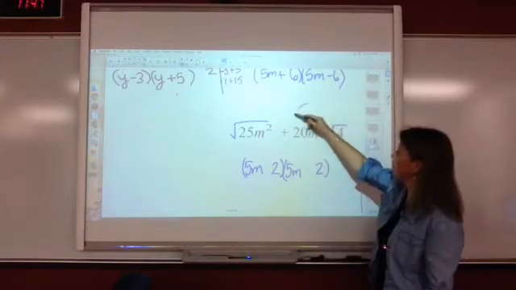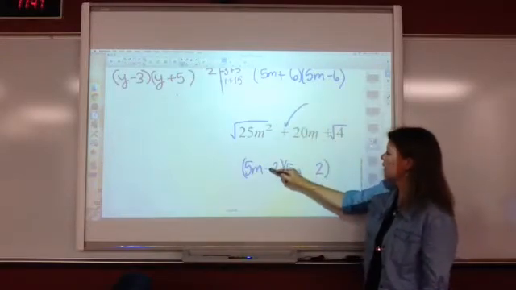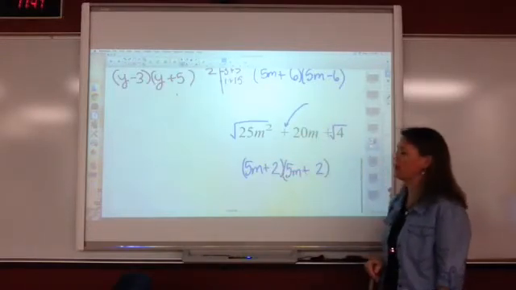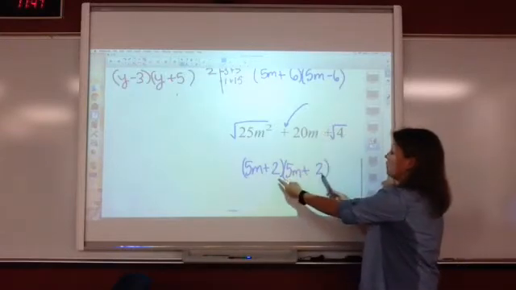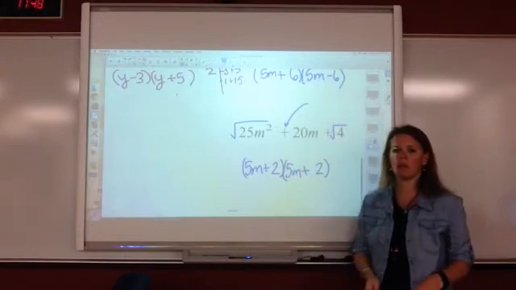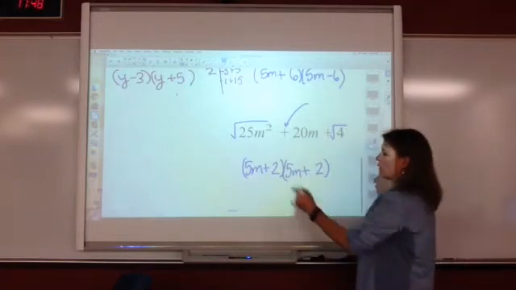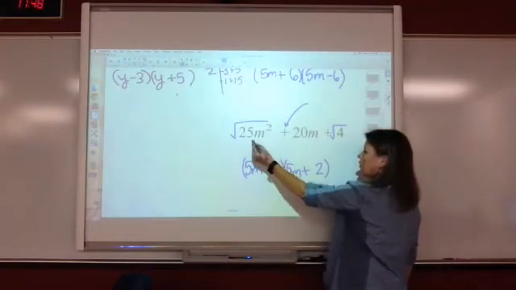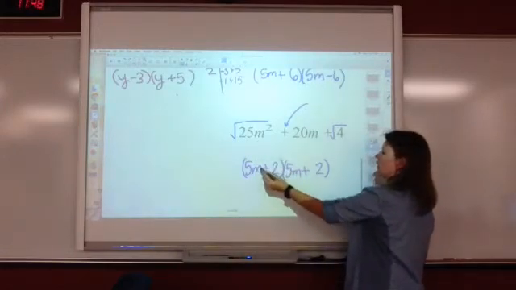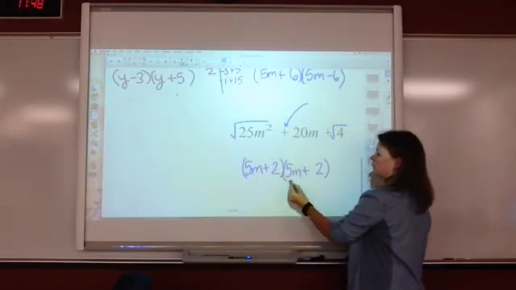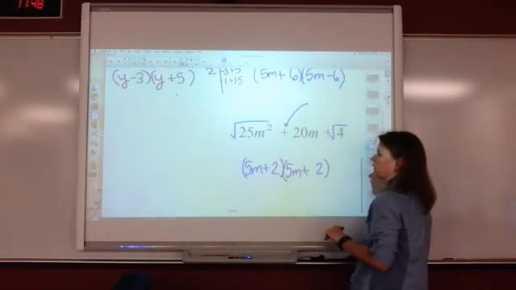This time we do have a middle term, and we need its sign. 5m plus 2, 5m plus 2. And some of you say, well, 2 times 2 is 4, but 2 plus 2 isn't 20. How does that work? Why does that work? If you check first, you get 25m squared. If you checked outside and inside, you're going to get 10m plus 10m. 10 plus 10 is 20. And then last, 2 times 2 is 4.